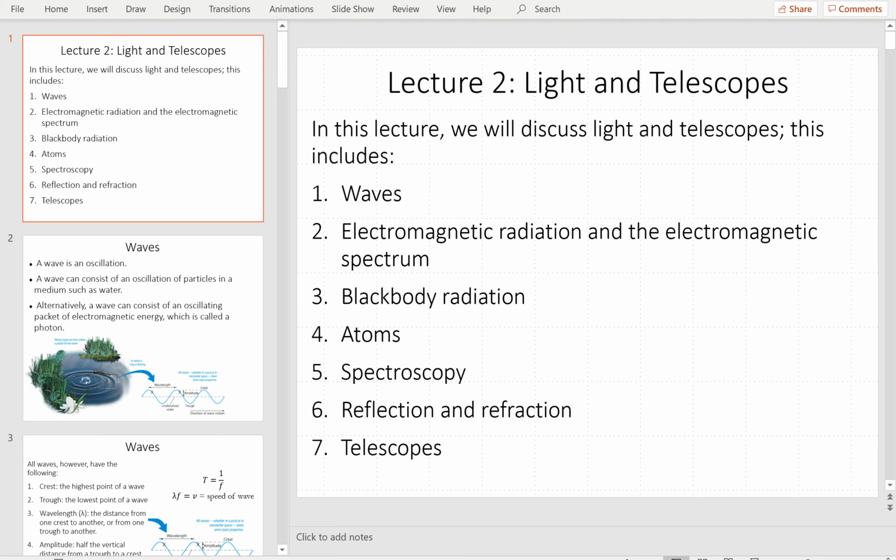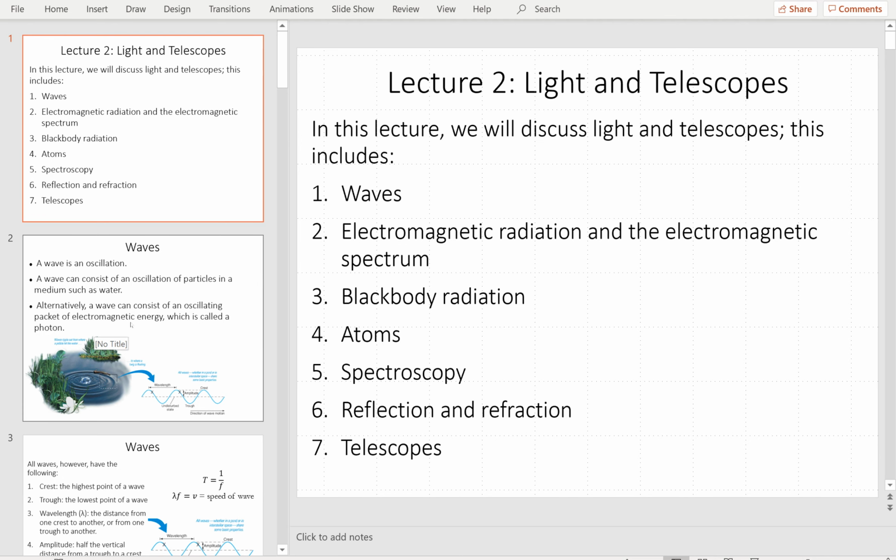Waves are very important in astronomy because it turns out that light, as we will see, is a wave. And of course, we see the universe as we see everything else in terms of light. So we need to understand the basic properties of waves in order to even begin to talk about astronomy observations.